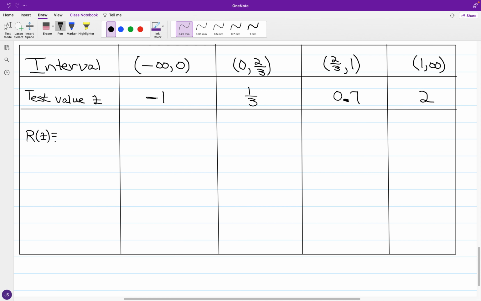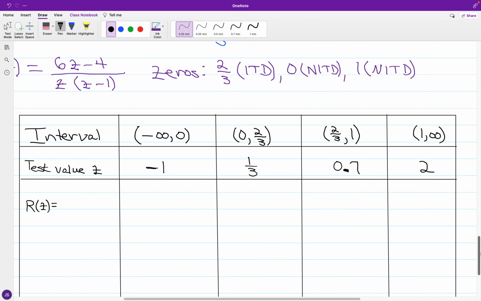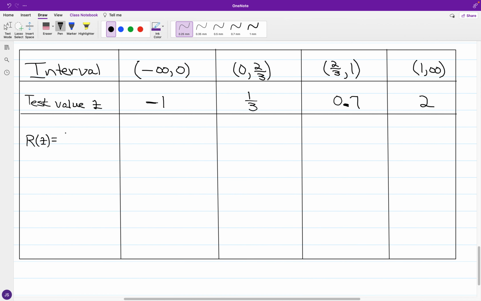Now we have the function r of z. Again, this is once again the consolidated ratio, so it has 6z minus 4 all over z times the quantity of z minus 1.